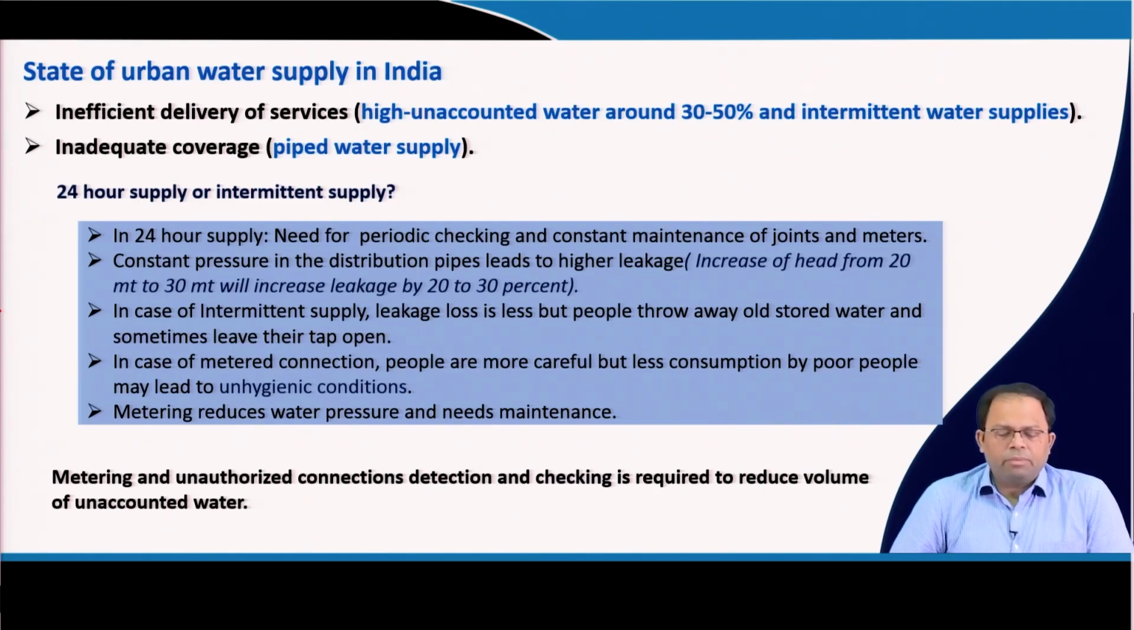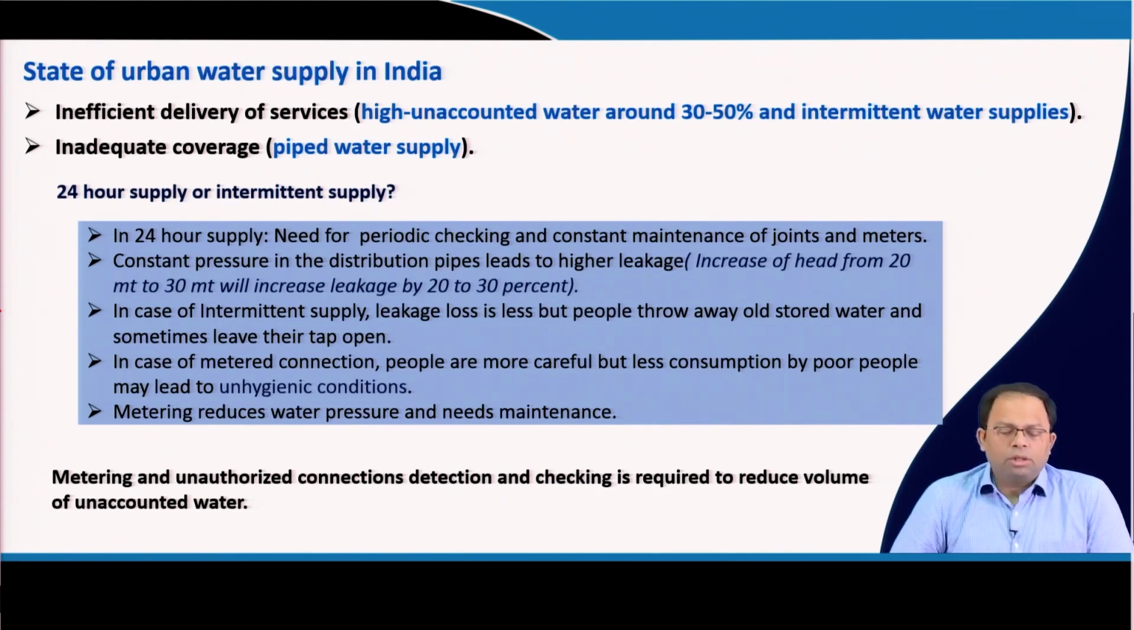So this is some big problem. And in case of metered connection, people are usually more careful, and 24-hour supply also means that the water supply has to be metered, right? That means we have to measure how much water is being consumed throughout the day. In case of metered connection, people are careful to use less water, but sometimes poor families who cannot afford that much water will use less, which may result in unhygienic conditions.